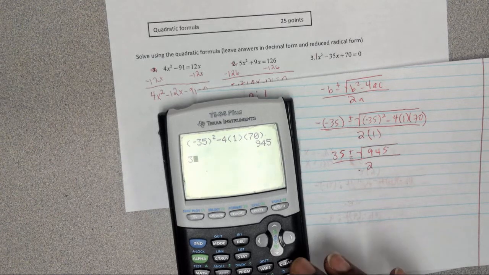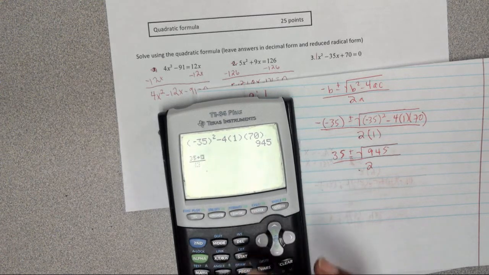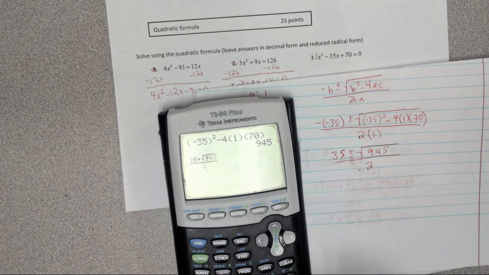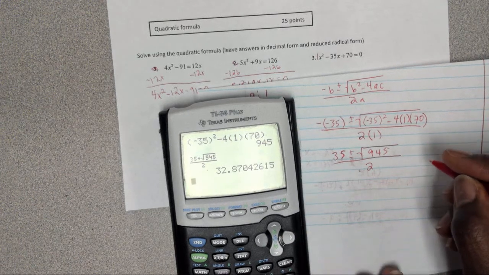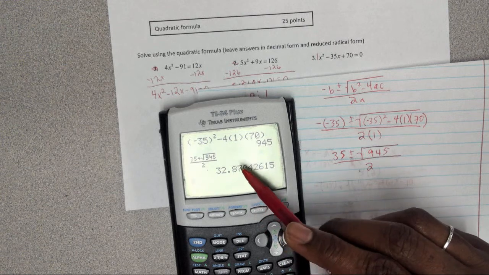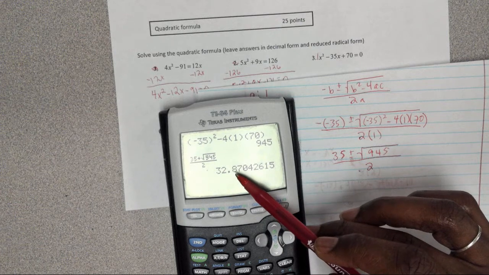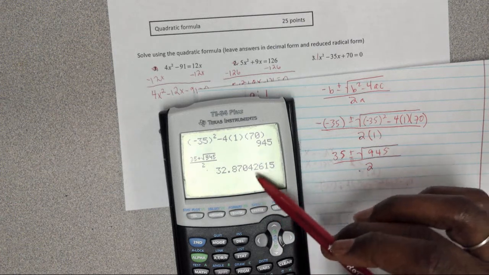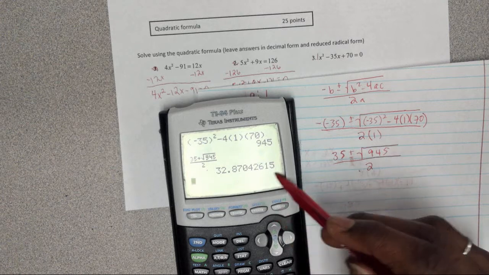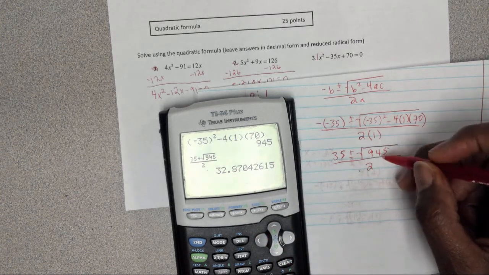Let's say we wanted to actually just solve the whole thing. I'll put 35. What? Alpha y equals. Enter. I'm going to put 35 plus the square root of 945. Go down and put 2. Hit enter. So on the test, it's not going to have to ask you for decimal answers. So since this came out as a decimal answer like this, or with the irrational decimal part, then we're just going to leave it like this. Okay?